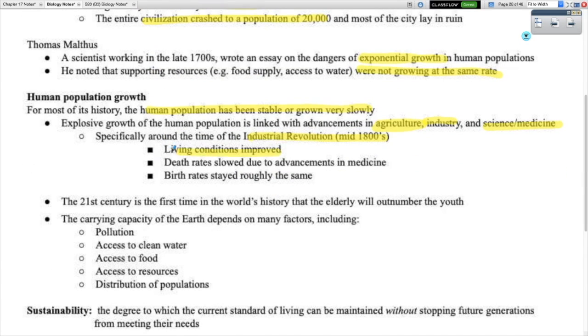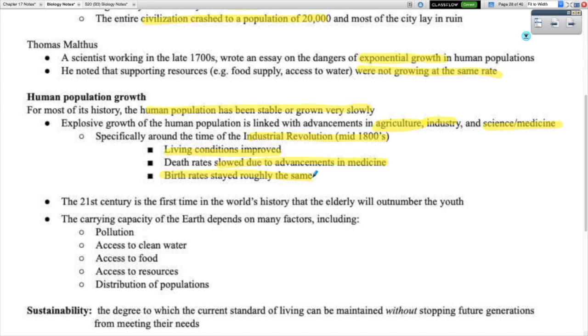Living conditions improved, death rates slowed due to advancements in medicine, and birth rates stayed roughly the same. Hey, what did we say? If your birth rate is above your death rate, what's going to happen to your population? Yeah, it's going to grow, right? For every one person that's dying, maybe 2 people are being born. And then those 2 people that are being born are going to each maybe have 2 kids while only 1 person died, right? So now you've got 4 people being born and only 1 person dying.